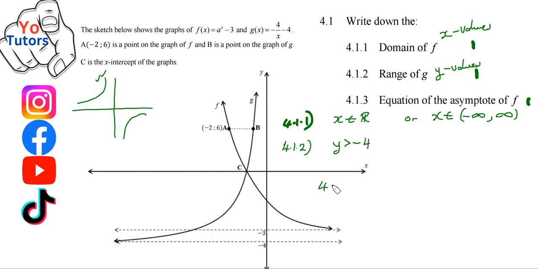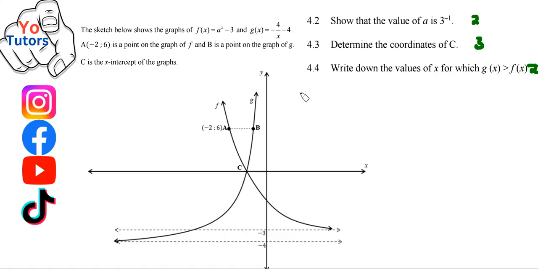What about 4.1.3? Equation of asymptote of f. Our f is this graph here, and the asymptote is this value that we have there, and that's y equal to -3. So an asymptote is actually a line that can be approached but cannot be touched by the graph.